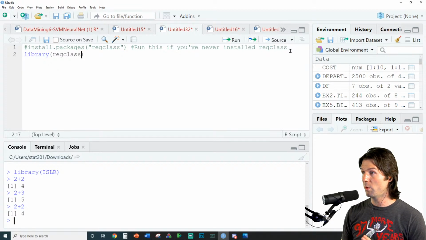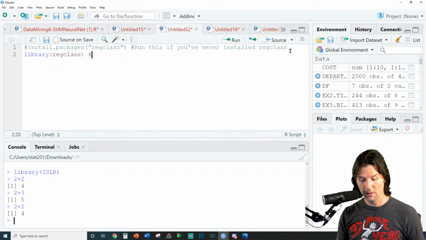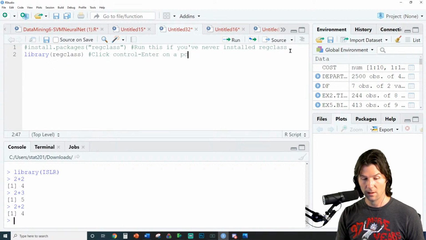And now here's what's very important. To run this, click Control Enter on a PC, or, oh, got a question. Command Enter on a Mac.